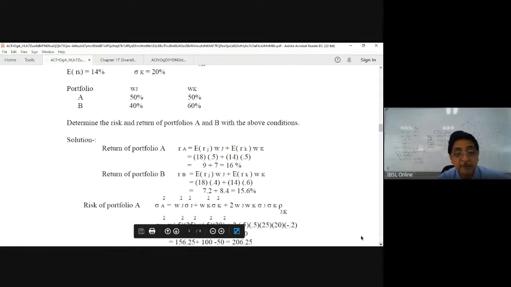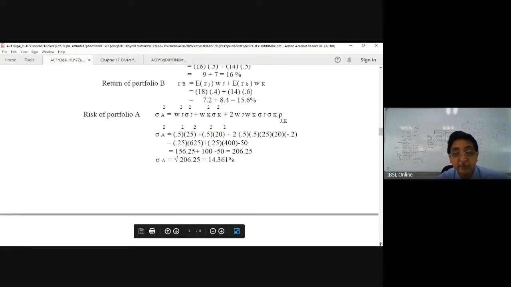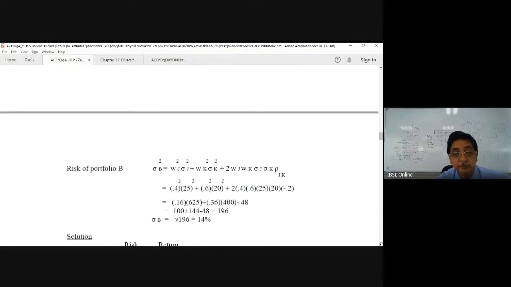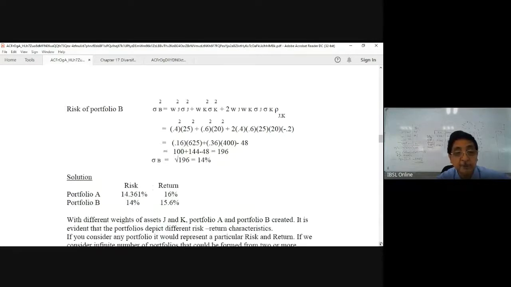Now the exercise is given here. The return of portfolio A is given as this, and the return of portfolio B is given as this. And the risk is also calculated. After getting portfolio A's and portfolio B's risk and return, you have this schedule where portfolio A's risk is 14.361% and return is 16%. Portfolio B's risk is 14% and return is 15.6.